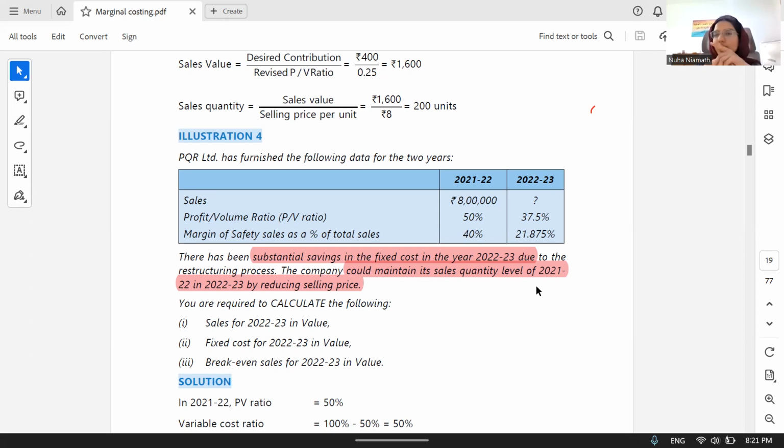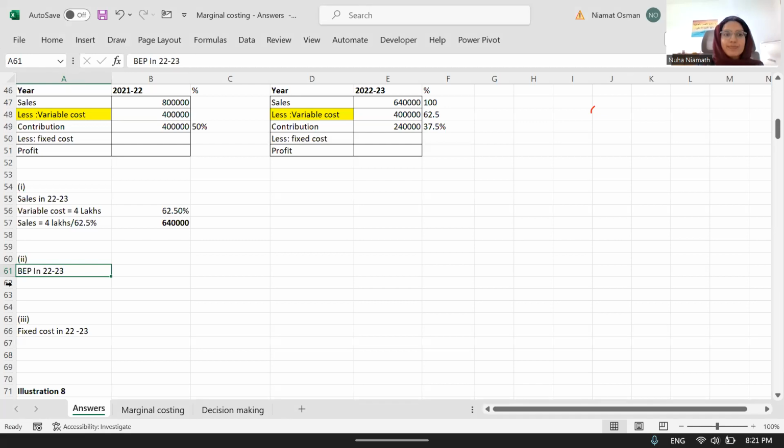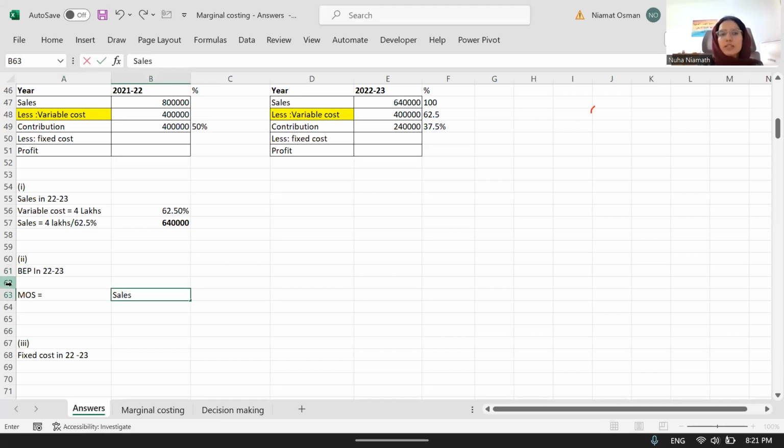Profit by PV ratio. Great for us. What about the margin of safety in value? Expected sales minus break-even sales. Perfect. So sales minus break-even sales. Great. So we know that margin of safety is equal to sales minus break-even sales, correct? So we can say break-even sales is equal to sales minus margin of safety.